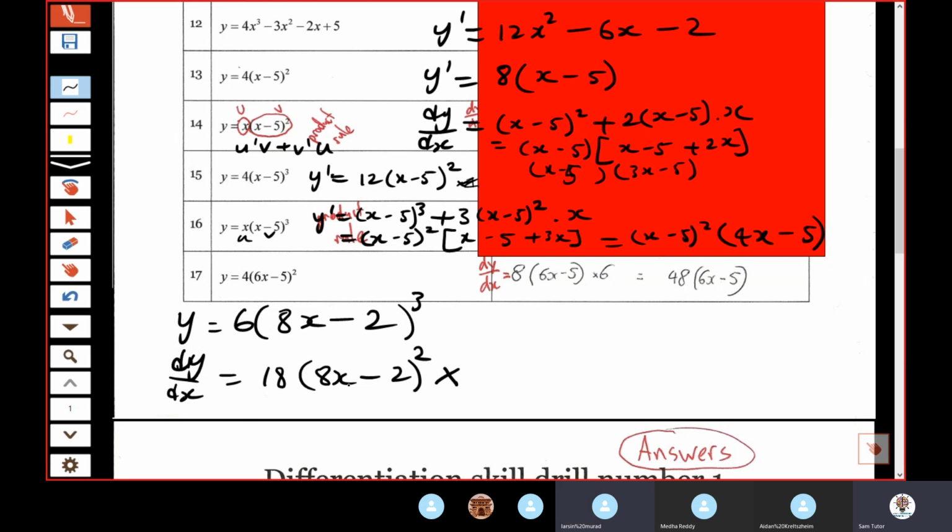So what's its derivative? It's 8, yeah. And then 18 times 8 is 144. So your answer becomes 144 times (8x take away 2) squared.